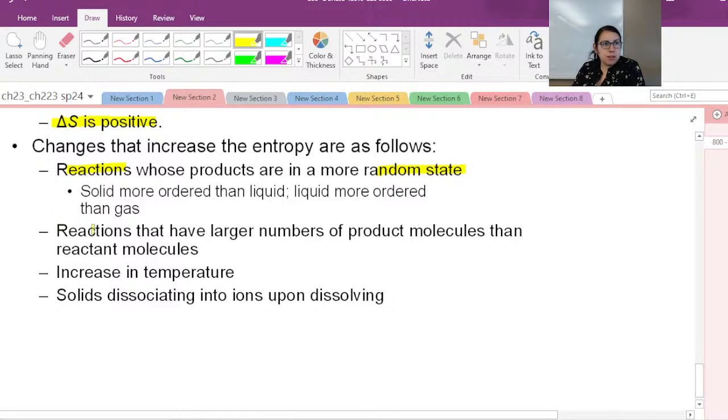This one is also really important. So reactions that have a larger number of product molecules than reactant molecules, so especially examining those gas phase reactions. And so if you go to more products, that's more disorder, so more potential states for all those products to be in. And then increasing your temperature is also going to increase your entropy. And then anything dissociating is also increasing entropy.